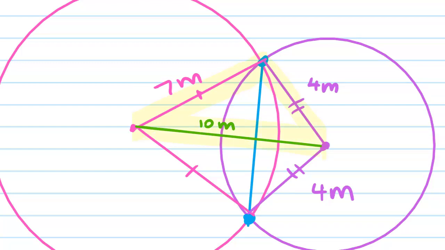I think that would be really helpful to be able to find 2 angles. Let's call this angle alpha, and we'll call this angle beta. And using that triangle and the cosine rule, because we have 3 known sides, we've got the 7 metres, 4 metres and 10 metres, we can use that to find these 2 angles. And then we'll know that this total angle here is 2 alpha. That will help us find the area of that segment. And this total angle here is 2 beta. So let's go ahead and work with this triangle.